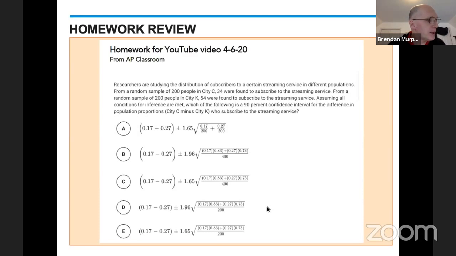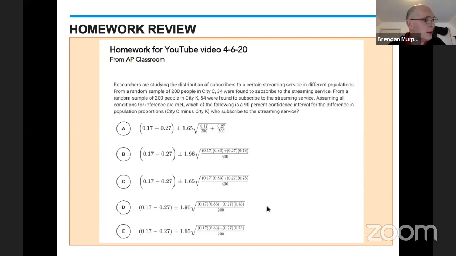So researchers are studying the distribution of subscribers to a certain streaming service in different populations. Just setting the table, I guess. From a random sample of 200 people in city C, 34 were found to subscribe to the streaming service. From a random sample of 200 people in city K, 54 were found to subscribe to the streaming service. So there's some numbers. Sort of feels like two samples to me, but let's keep reading.